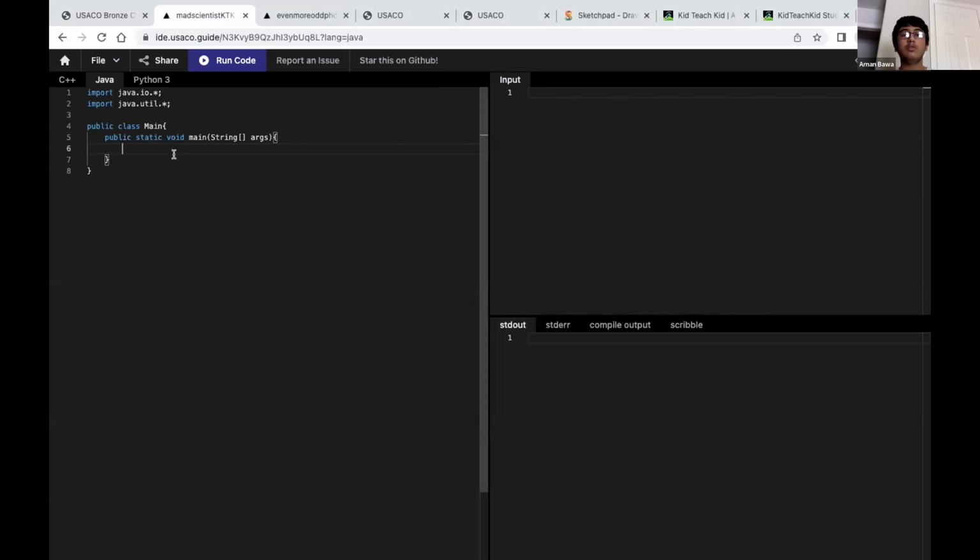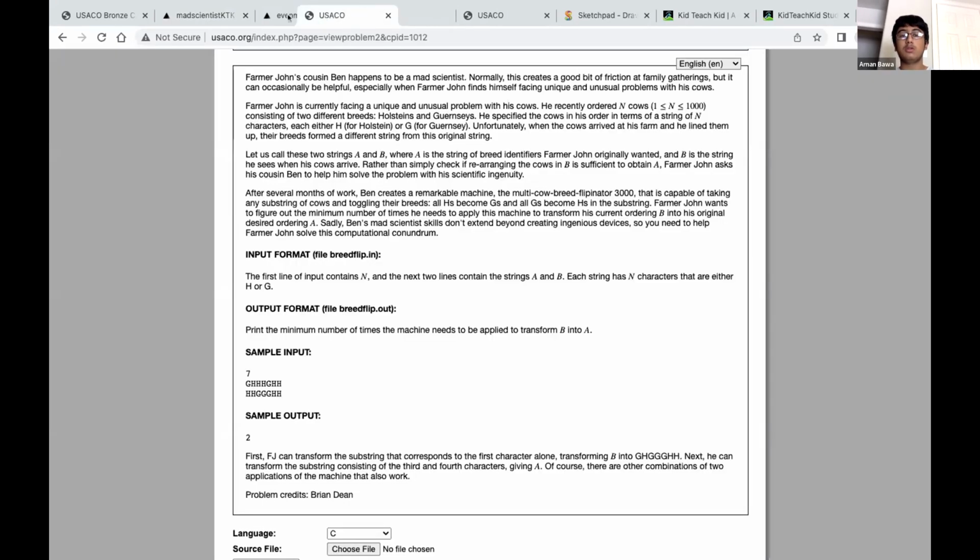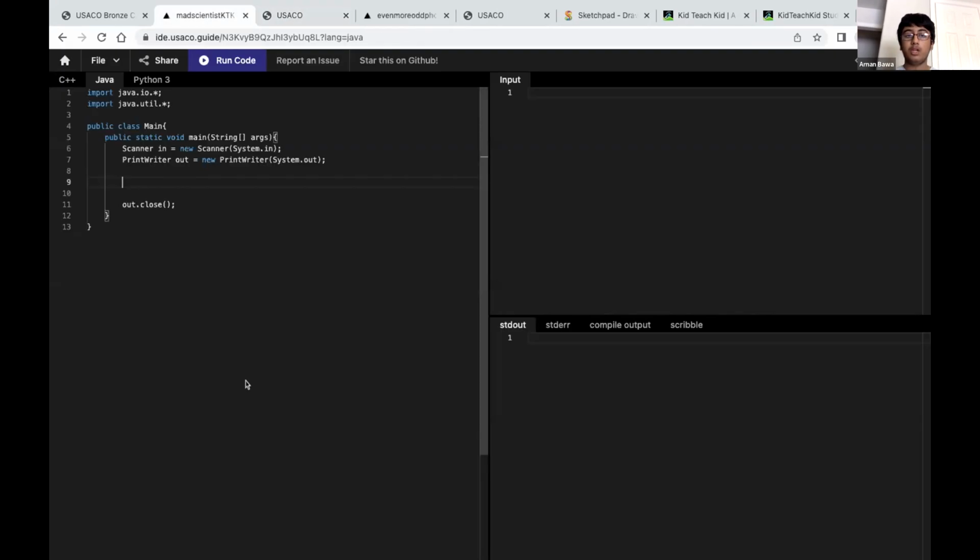The first thing we're going to do for this problem is make our scanner as usual, and make our print writer. And then the next thing we're going to do is read in our input. The first thing we have to read in is n, the number of cows that we have.